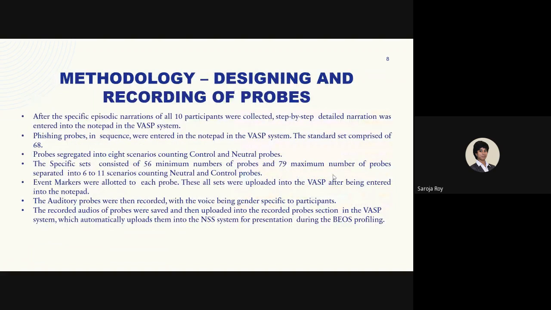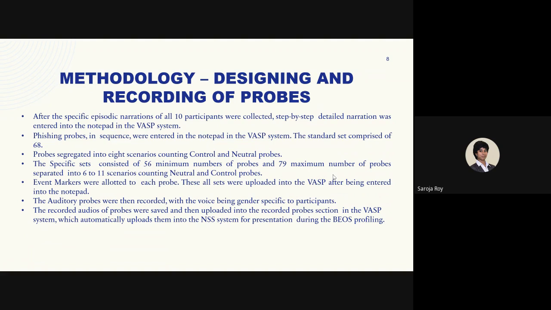So the standard set had 68 probes, and in the specific set there were variations, because the probes were segregated into 8 scenarios, counting control and neutral probes. We do include control probes during presentation to get a baseline of EEG. That is very important to distinguish a person's EEG from any markers that we might find in the further analysis, right?